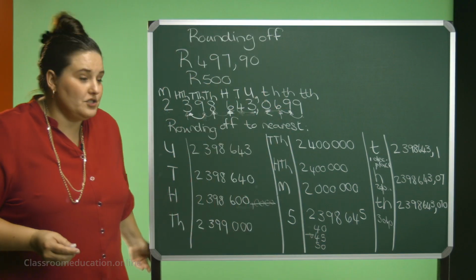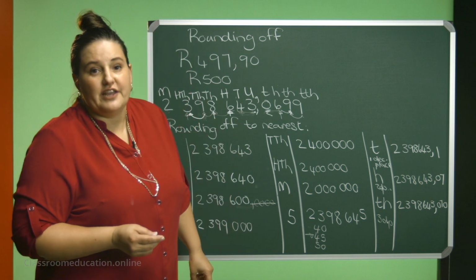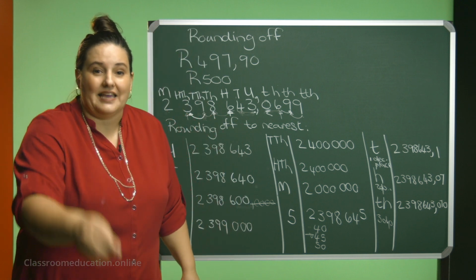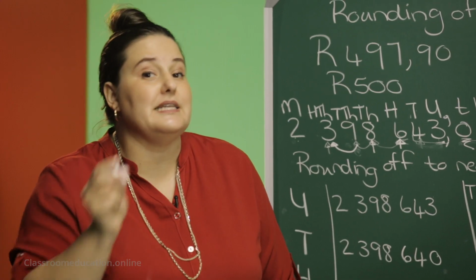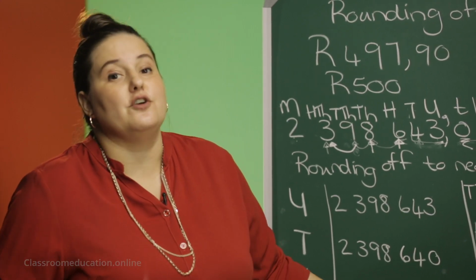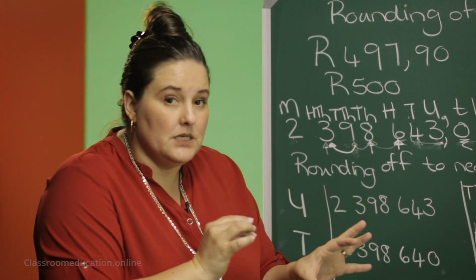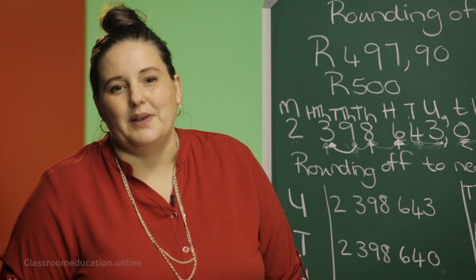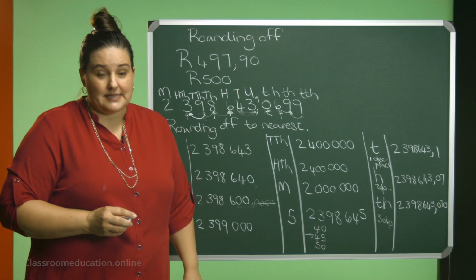Is it important to write that 0, even if it does not change the value? Yes, it is, because the question was that you have to round off to 3 decimal places. Or they could have asked, round it off to the nearest thousandths. And then that will be 3 decimal places. I hope you understand rounding off a bit better.